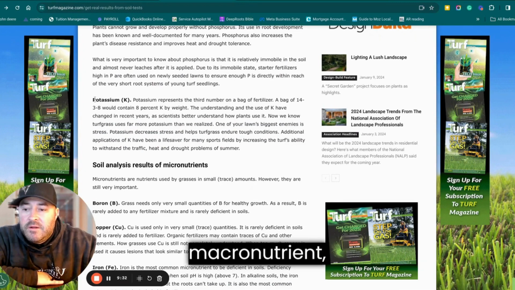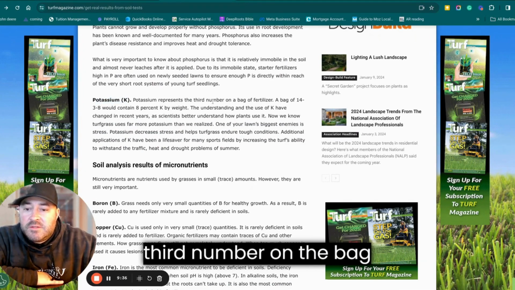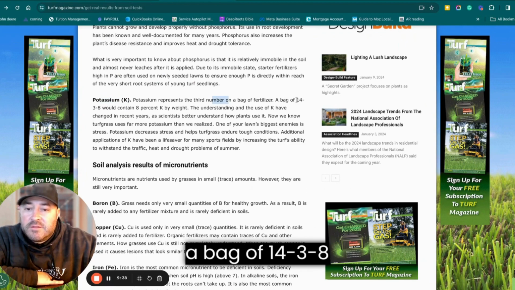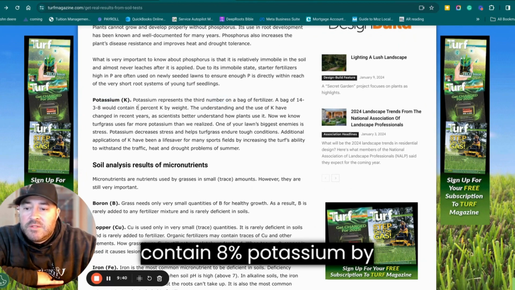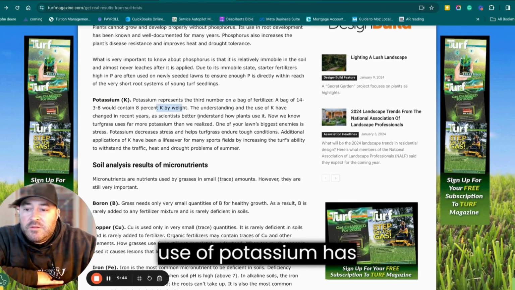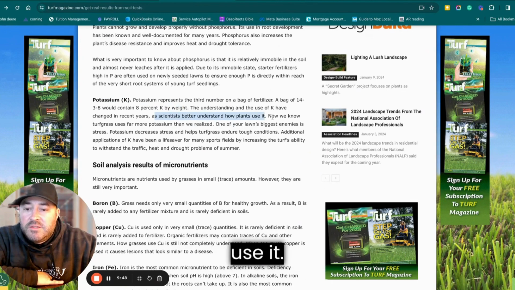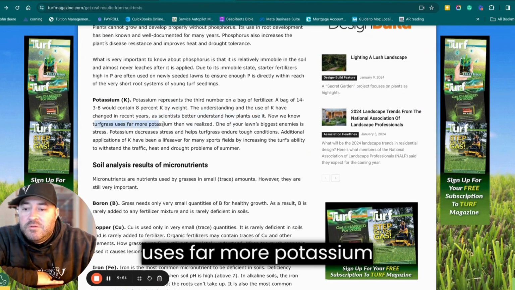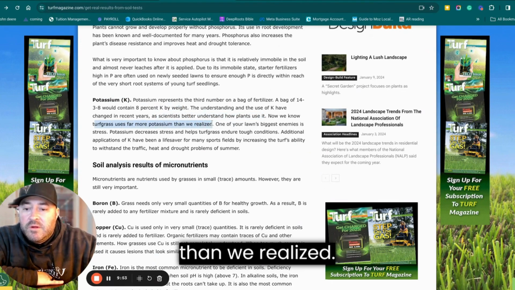Next key macronutrient is potassium. Potassium represents the third number on the bag of fertilizer. A bag of 14-3-8 would contain 8% potassium by weight. The understanding and the use of potassium has changed in recent years as scientists better understand how plants use it. Now we know turf grass uses far more potassium than we realized.